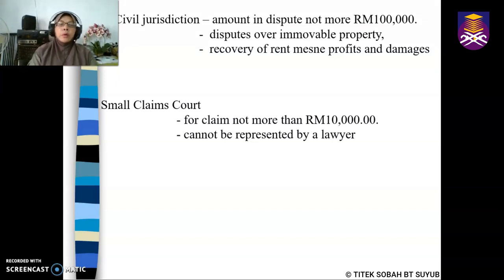Okay. So what about the small claims court? In the hierarchy, we have the small claims court, whereby the power of the small claims court is lower compared to the magistrate court. These are cases whereby the claim is not more than 10,000 ringgit and the parties cannot be represented by a lawyer. Meaning the parties need to file their own claim and need to defend themselves without being represented by a lawyer.